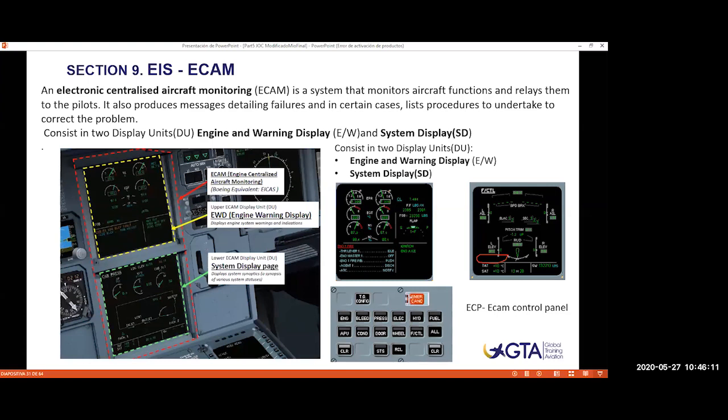What is the name? ECAM. And it's something that during all the jet orientation plan and later on the type rating will be an everyday action. On the ECAM, we have only two screens. The upper one is the engine and warning display, and the second one is the system display. Also, we have one panel to control the information that we have in this ECAM. The name is ECP, ECAM Control Panel.